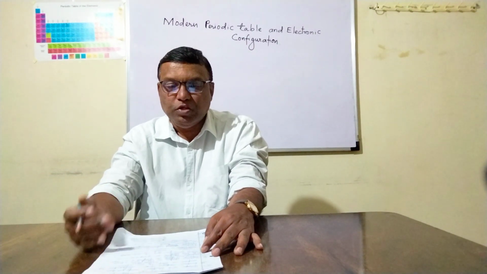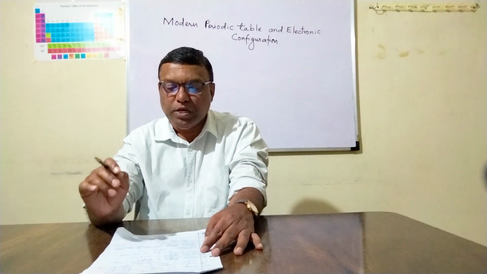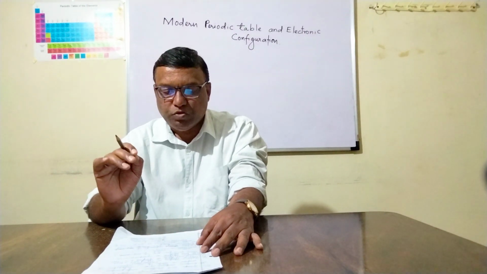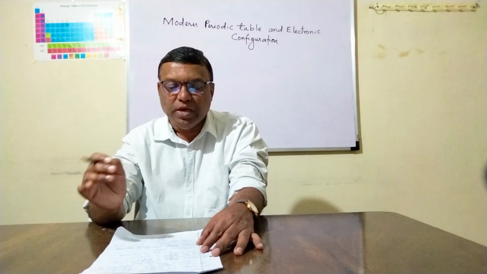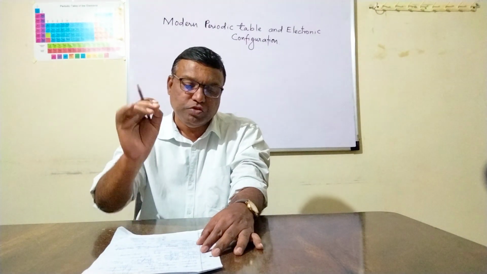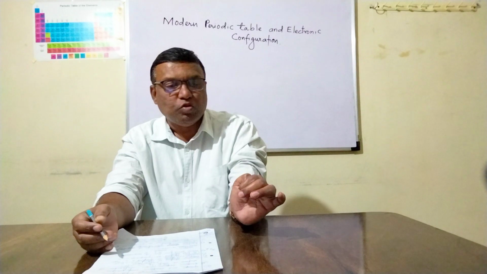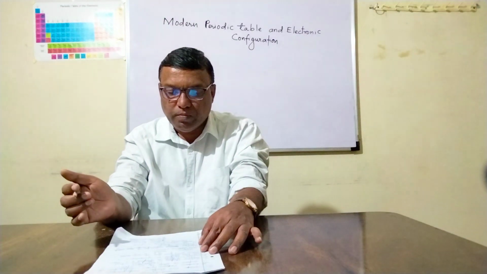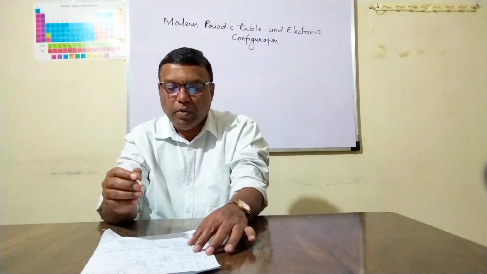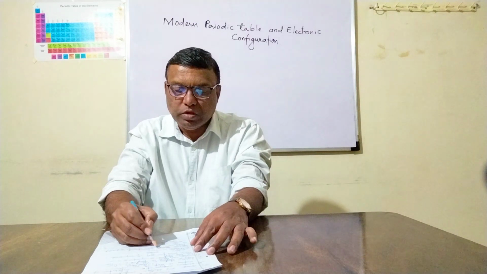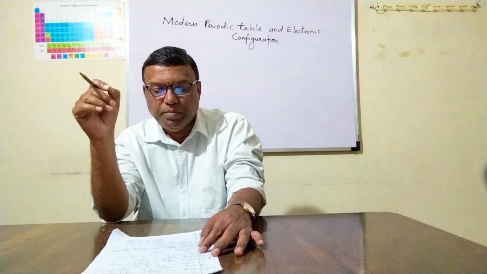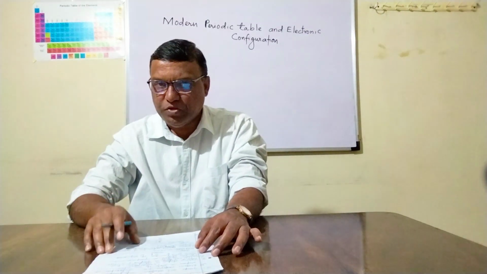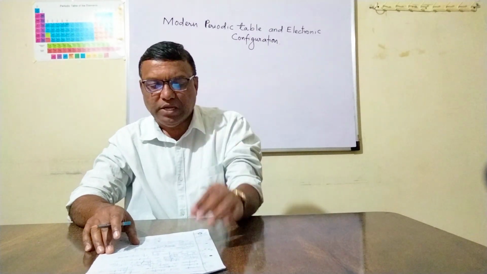Then point number 6, what is point number 6? Electronic configuration of the outermost orbital is characteristic of a particular group. This is important. Electronic configuration of the outermost orbital, because in the outermost orbital, how many electrons are present? Those electrons we can call valence electrons.